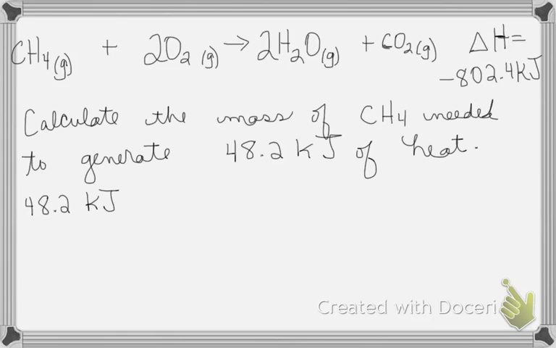Now, using the equation, I can get from kilojoules of heat, right? Put it on the bottom so that it'll cancel, to moles of anything up there. But for this one, I've got to go to moles of CH4, don't I? It'd be 1 over 802.4. Yes, it's going to be 1 over 802.4. And so at this point, kilojoules will cancel.